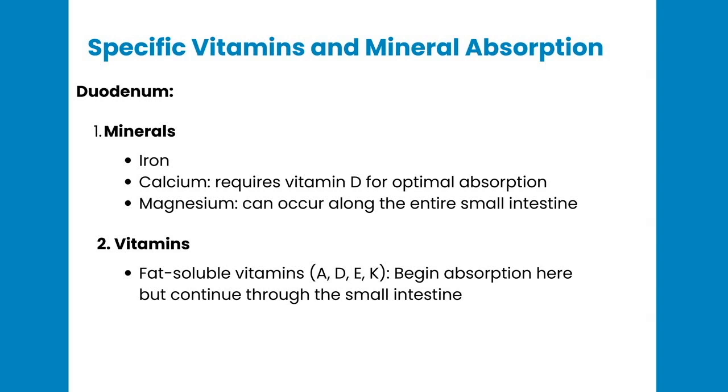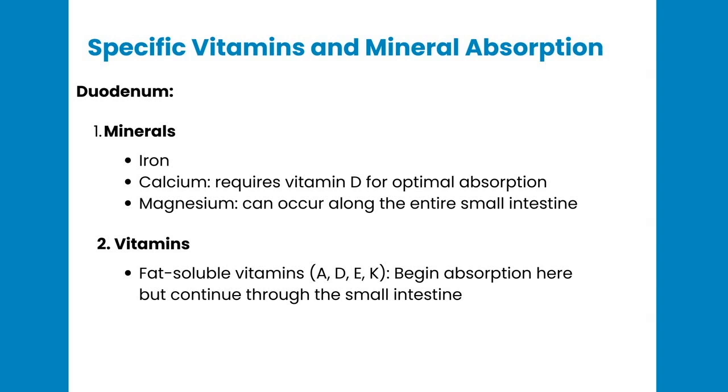In the duodenum, we are absorbing iron, calcium, and magnesium. And magnesium can be absorbed all throughout the small intestine. This is just the first place that it starts to be absorbed. Calcium can only be absorbed if there's vitamin D around. That's why vitamin D is so important. And when you go to your doctor, you should always have your vitamin D levels checked. And every one of my clients is on vitamin D3 because they are low in vitamin D.